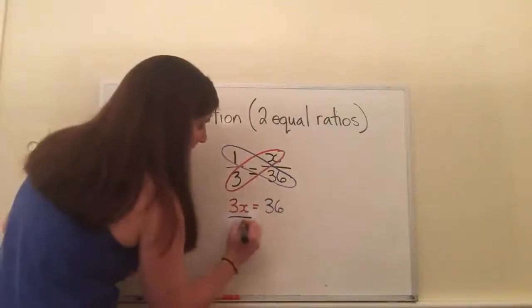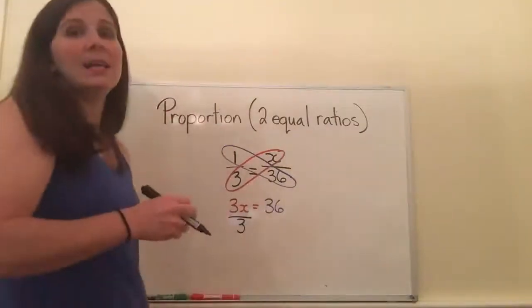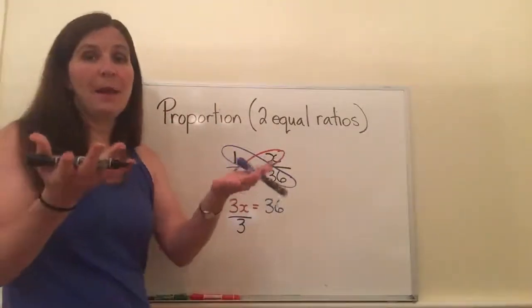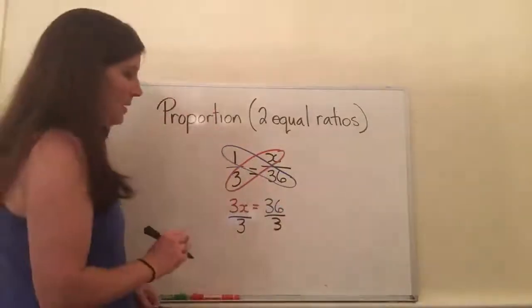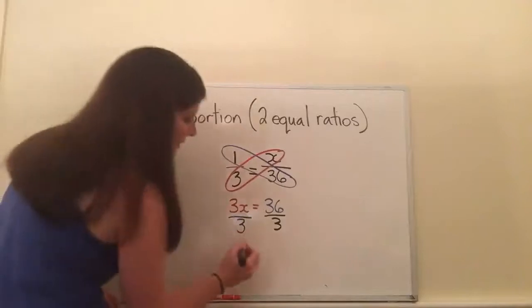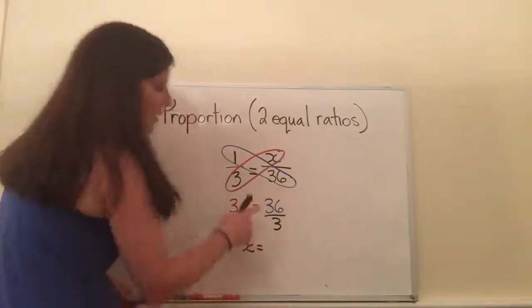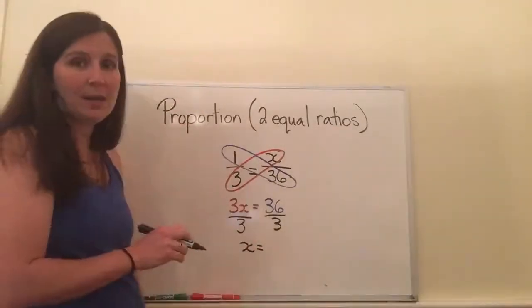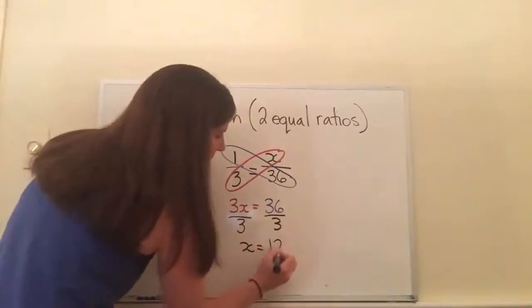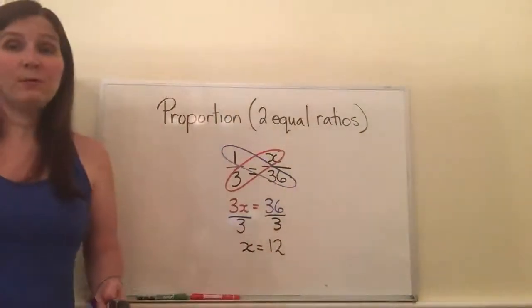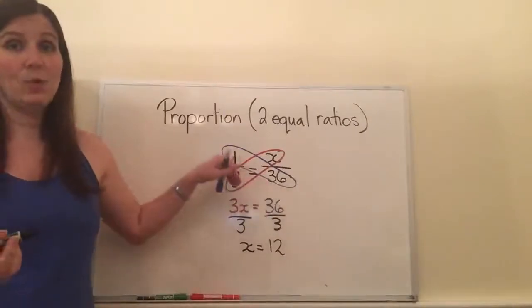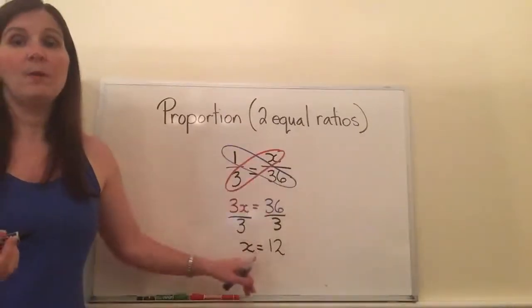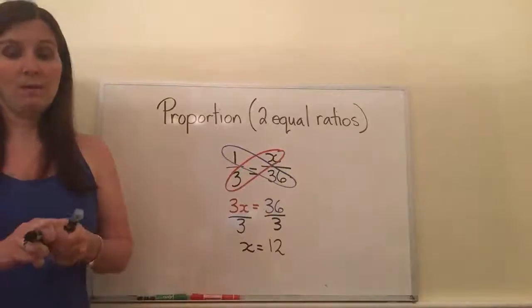So if I divide this side by 3, to keep our equation balanced, I also have to divide this side by 3. 3x divided by 3 equals x. 36 divided by 3 equals 12. So just like we could have figured out that 3 times 12 equals 36, so 1 times 12 equals 12, we have proven that x equals 12.